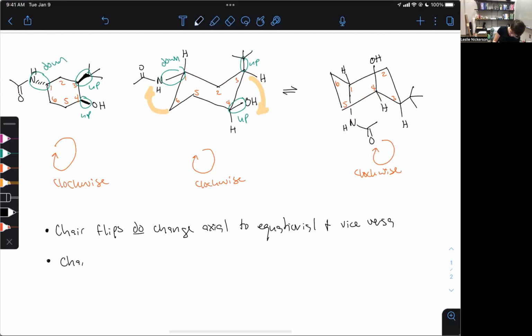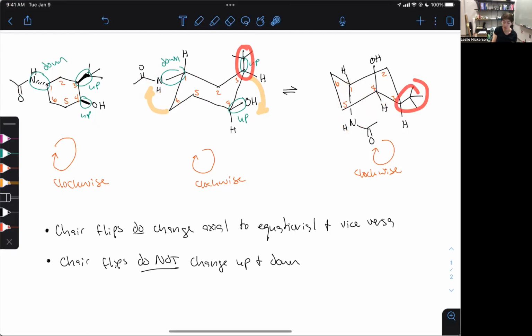So chair flips do not change up and down. Okay, so the up and down should never change. If you look at this, that's down, that's down. Tert-butyl is up, tert-butyl is up. OH is up, OH is up. Okay, so those never change. So we still have up, down, up. Okay, up and down don't change, equatorial and axial do change.